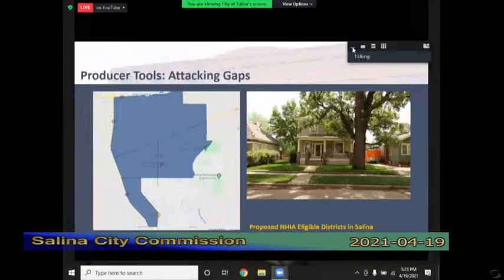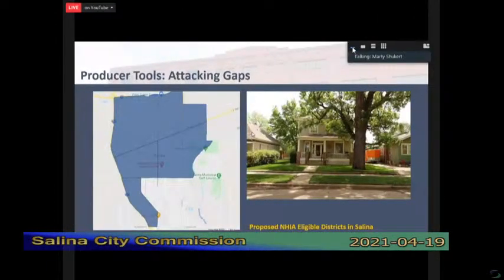So back to the, this is the NHI program that I was promoting here before. Not a paid non-political advertisement, by the way, but this is the area of Salina that would be eligible under that program. So it is a lot of the city, as you can see, although still not the southeastern area.